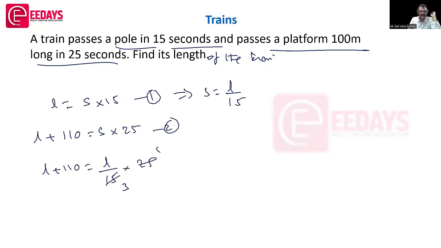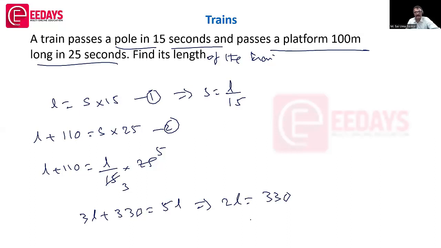This is 3 times and this is 5 times. 3L plus 300 is equal to 5L. That implies 2L is equal to 300. So what is the train length? That is equal to 150 meters, which is the required answer.